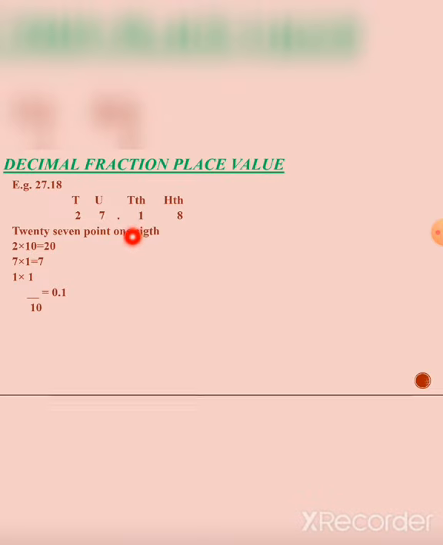Now, after the point, which number is there? 1. And at which place is it? Tenths. So, the tenths we will take as 1 upon 10. So, 1 multiplied by 1 upon 10, your answer comes as 0.1. Why 0.1? Because at the denominator place 10 is there. So after the point, how many numbers should come? 1 number. So your answer is 0.1.